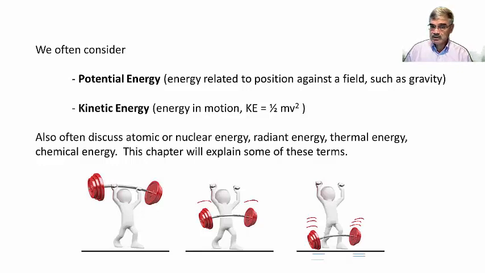You all no doubt remember the equation. Kinetic energy is equal to 1/2 mv squared. M is mass of an object, v is its velocity, and then you square it. We also have heard about, or will at some point, no doubt, talk about atomic or nuclear energy, radiant energy, thermal energy, which we'll talk about in this chapter, and chemical energy.